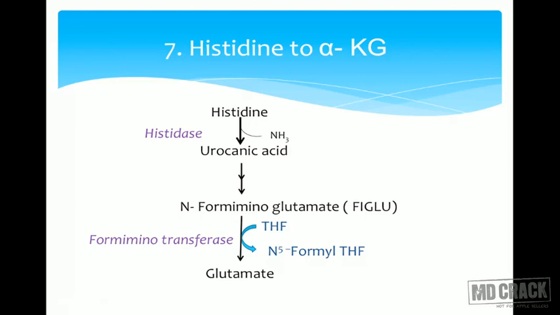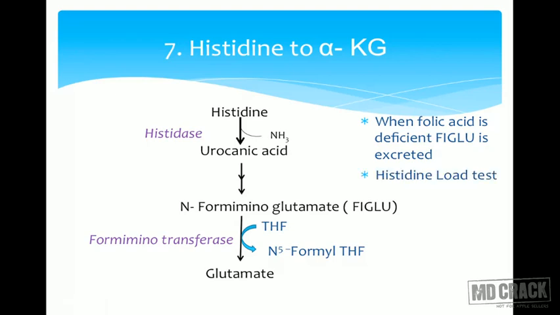So what? FIGLU levels will increase in the blood. Is it normally detectable? Maybe to some extent we actually cannot make out. So there is what is called the histidine load test. We give a lot of histidine and then you estimate FIGLU. What will happen? If there is folic acid deficiency, FIGLU will not be converted into glutamate. This is mainly of historical significance, and from an MCQ point of view, it is definitely important. So when folic acid is deficient, FIGLU is excreted and this is known as the histidine load test. Histidine is given in a big load and you estimate FIGLU to know about folic acid deficiency.